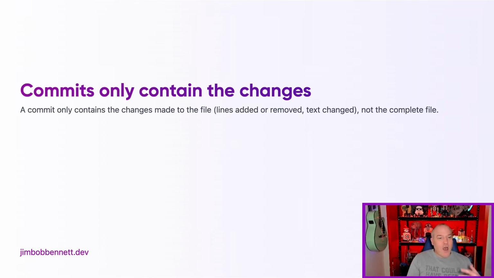Now, these commits only contain the changes. This is a very important point. It does not contain the complete file. So actually the commit that's sitting on the my first branch doesn't have the entire readme.md, just the changes. Now, you may have changed the entire file, in which case those changes will contain the entire file, yes, but it just has lines added, lines removed, text changed, just those changes, not the entire file. This is kind of fundamentally important to how Git works, is it just tracks the changes.